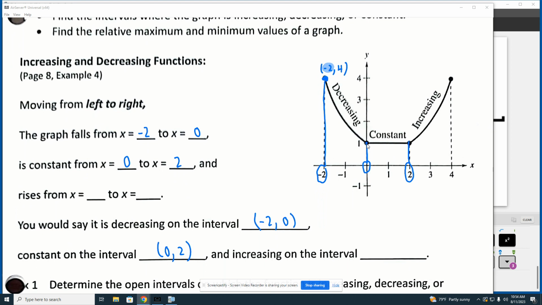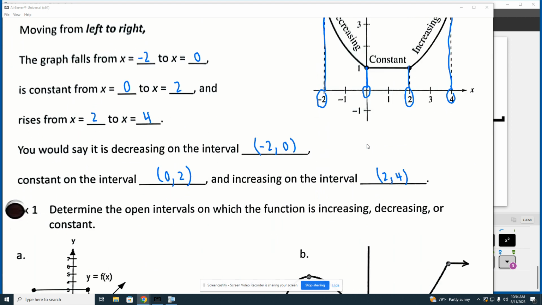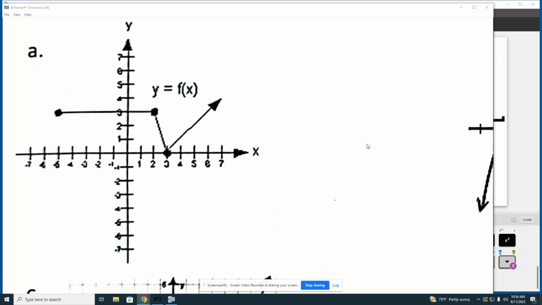And then lastly, as I'm reading this from left to right, what's it doing at the end? It's increasing. It's going back up. It's going back up from 2 to what x value? +4. So we would say it's increasing on the interval 2 to 4. Does that make sense? All right, so y'all ready to practice some of these on our own? All right, look at letter A with me.